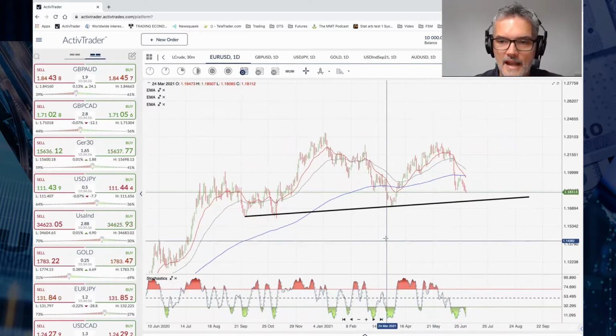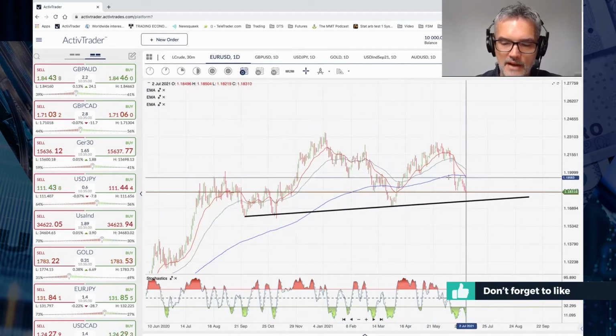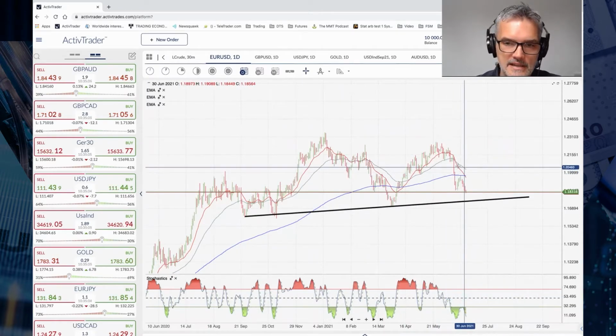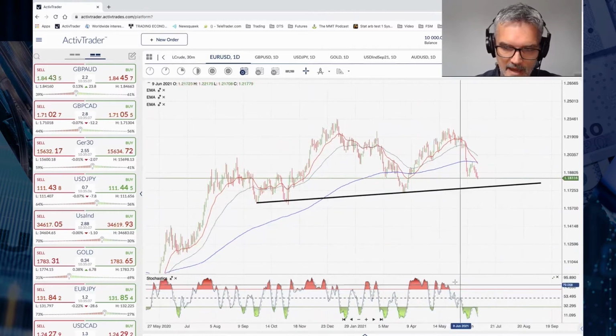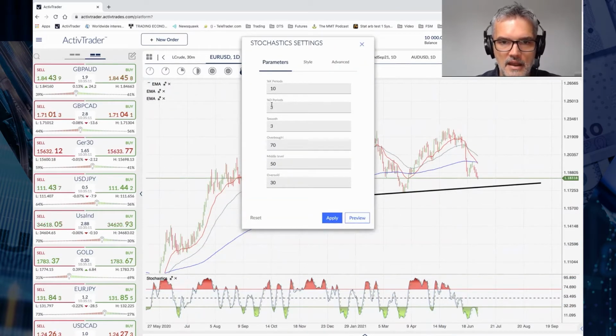All right, so looking at the euro versus the US dollar, this is the daily chart. The blue moving average is the 200-period moving average. The red is a 20, and the green is the 50-period moving average. Down here, we have the stochastic indicator, and my settings are 10, 3, 3, with the overbought being above 70 and the oversold below 30.